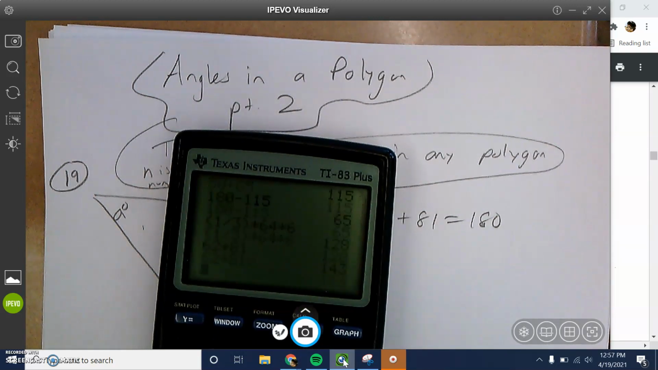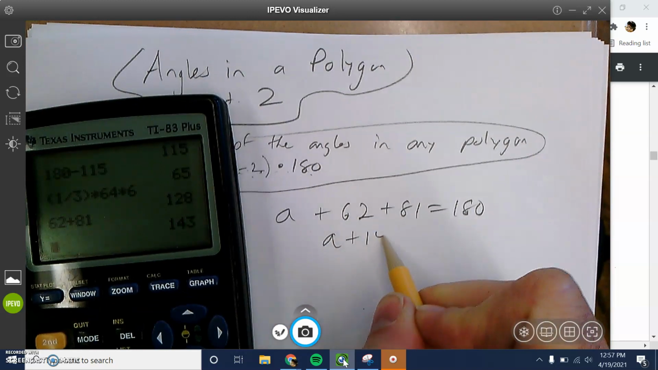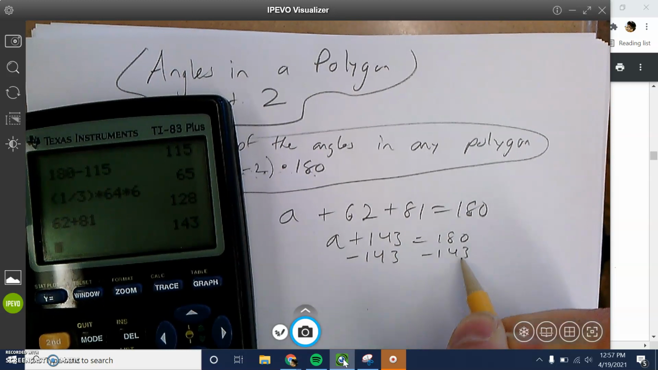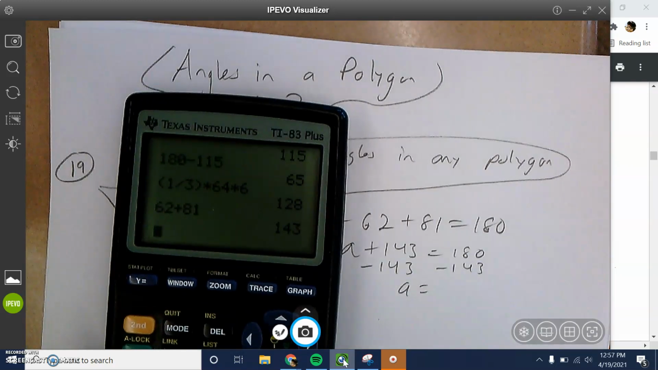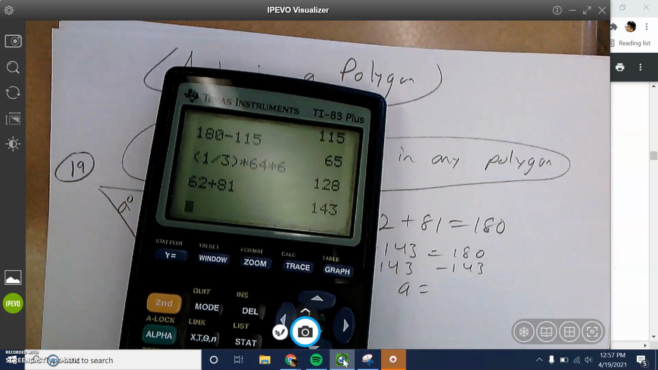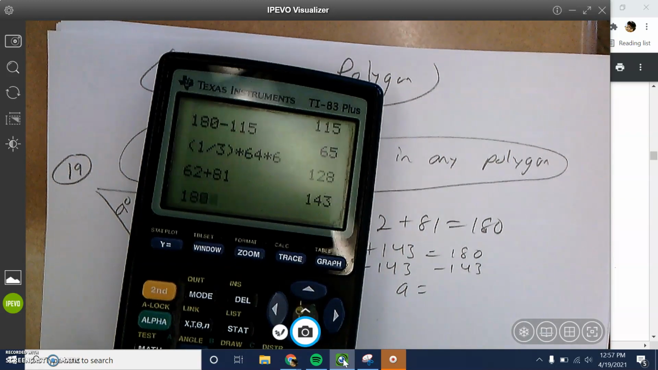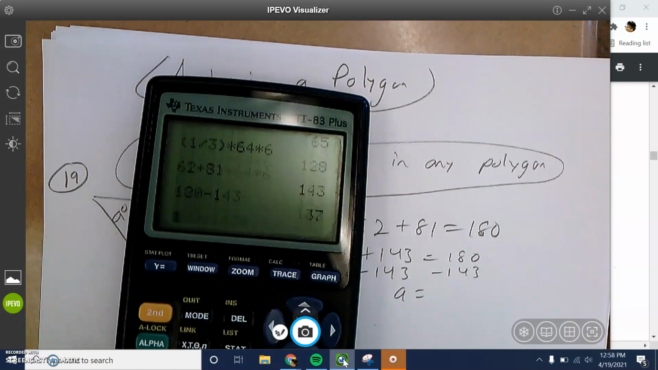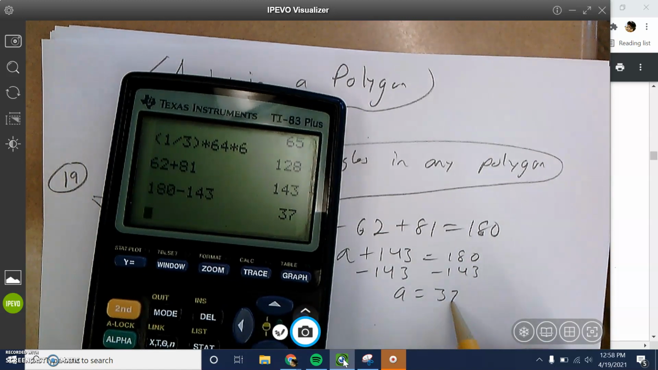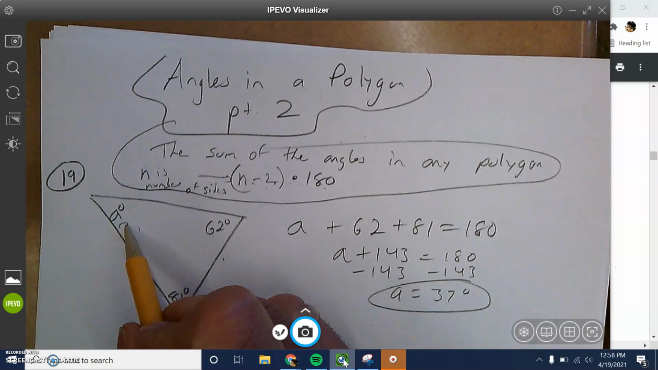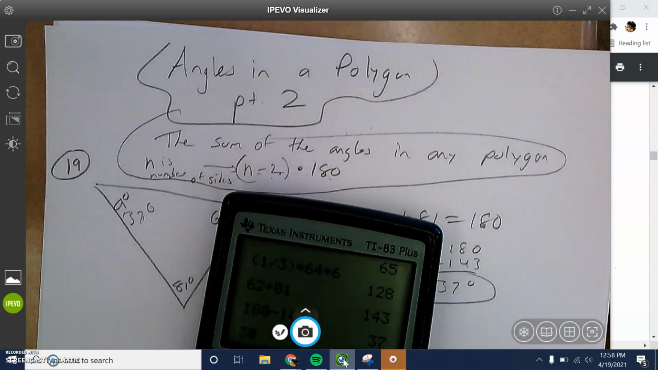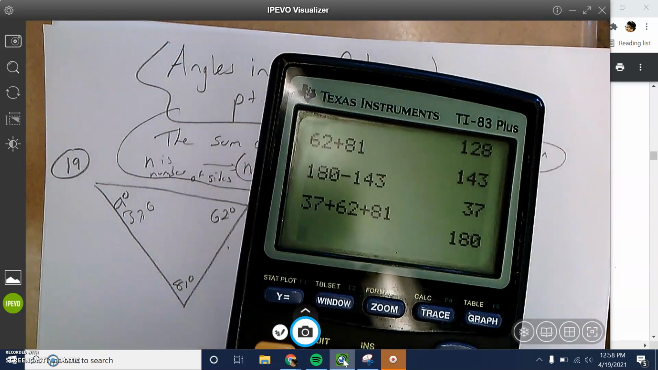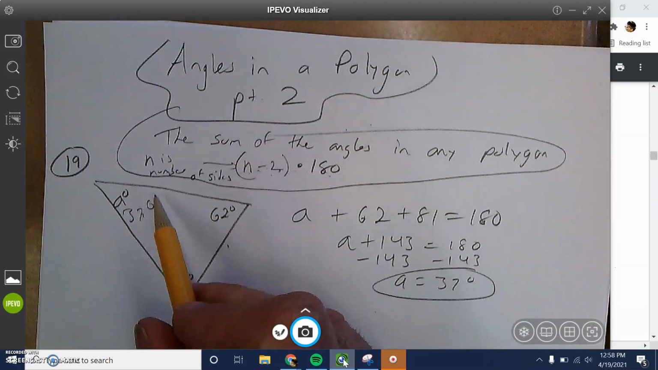62 plus 81 is 143. A plus 143. Write this down with me, because it may be easy and you may have done it just recently, but it's going to help us solve the other problems we have coming up. So 180 minus 143 is 37 degrees. You can double check your work, because 37 plus 62 plus 81 equals 180. All three angles out of 180. So it's 37 degrees.